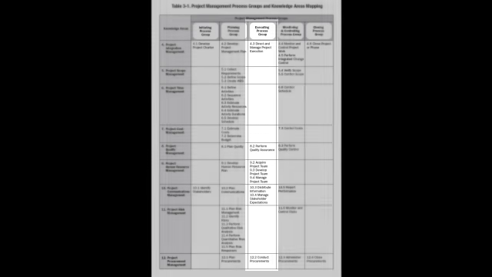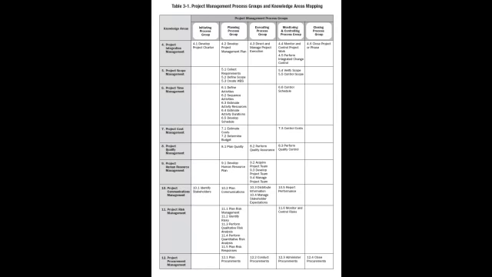The executing process group has 8 processes for 27% of questions. The monitoring and controlling process group has 10 processes for 21% of questions. If you don't have enough time to prepare for the exam, you may want to keep this in mind to make your time most effective.